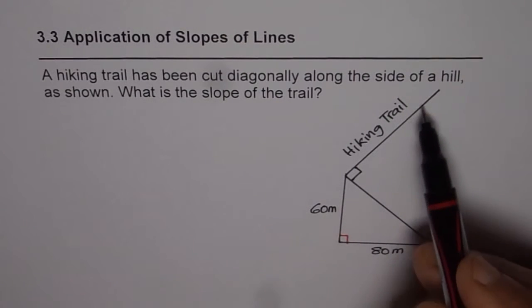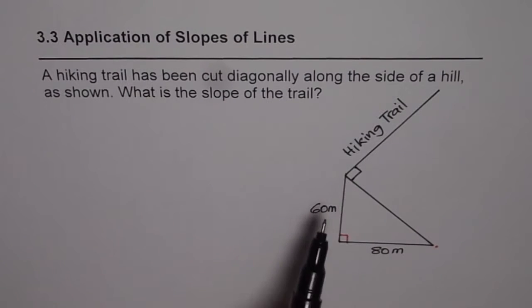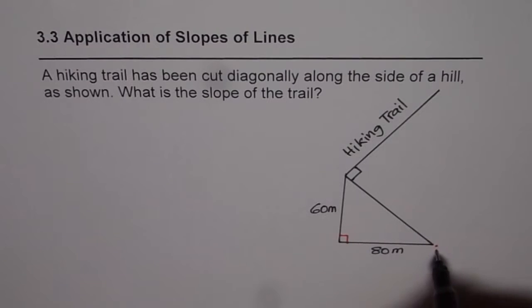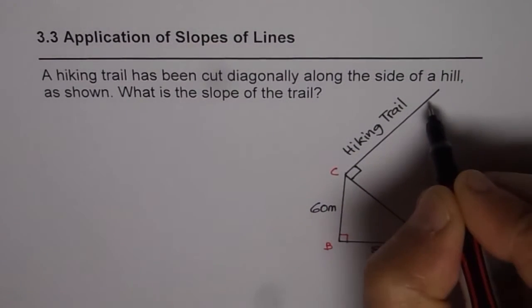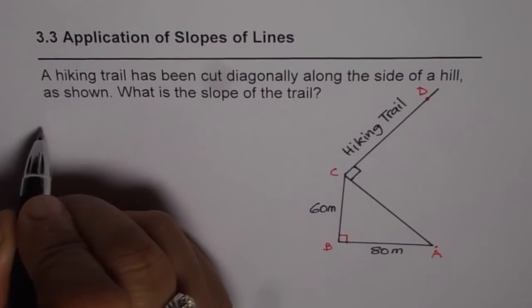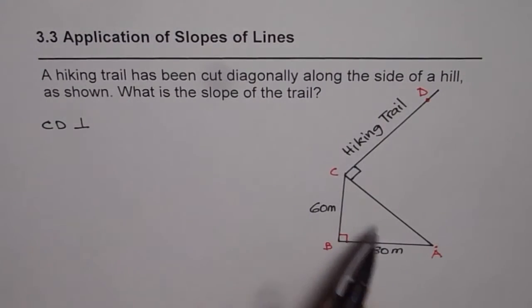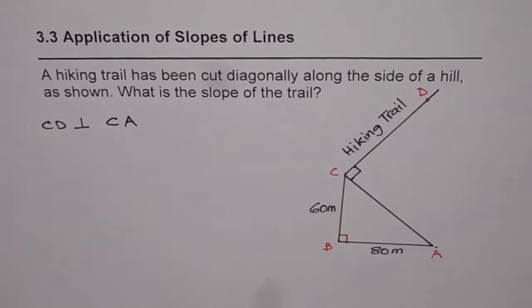Now, what is the slope of this hiking trail? That is the question. Well, as you can see, this hiking trail is perpendicular to that particular line. So let me just name them. Let us say this is A, B, C, and let's consider a point here, D. So from the diagram, what we see is that CD is perpendicular to CA, right? So CD is perpendicular to CA, right?